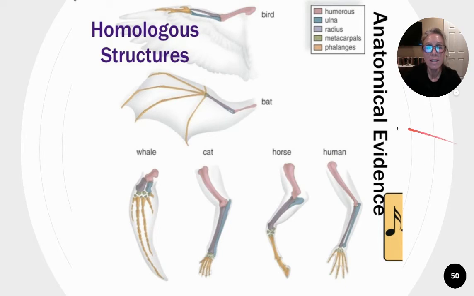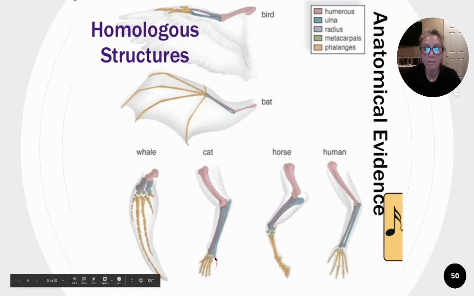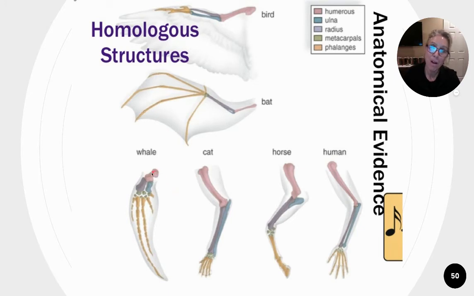You can see that same bone structure in a cat: humerus, radius, ulna, carpals, metacarpals, and phalanges. You can see it in a whale because they are also a mammal.